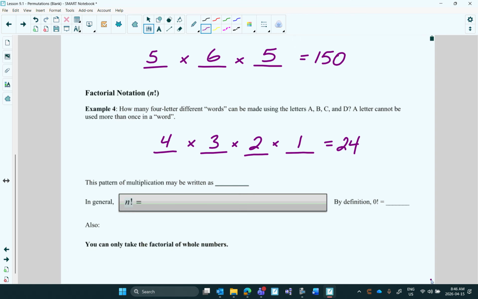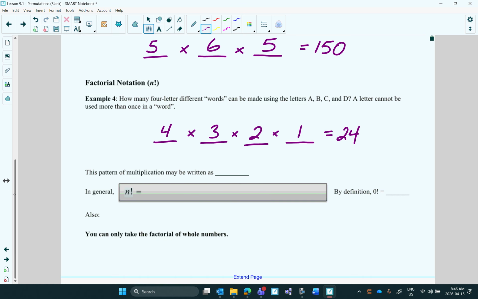When the multiplication looks like this, we start at some number and we keep multiplying by 1 less until we get all the way to 1. That's actually a special type of notation we can use. We take the number, in this case it's 4, and we put an exclamation mark after it. That means factorial.